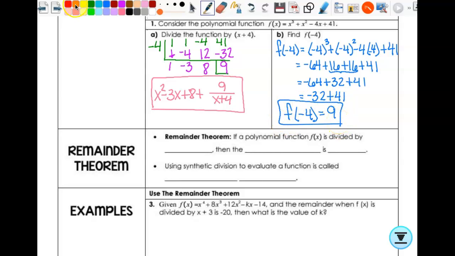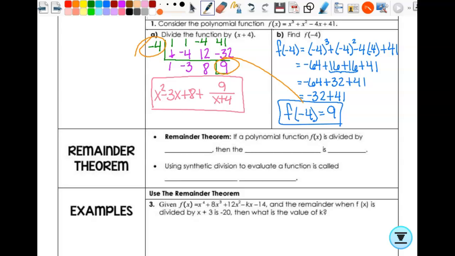Okay. Now look at the two things we just did with the same function. Do you notice any similarities there? I mean, the work is completely different. That's a bad way to say it. Do you notice any common numbers anywhere? 9, right? F of negative 4 is 9. We find 9 here, negative 4 here, and 9 here because it's the remainder.